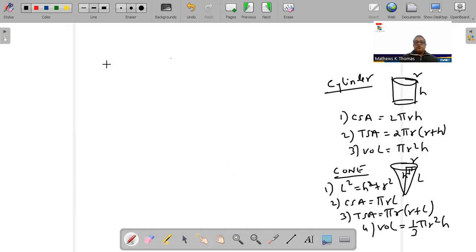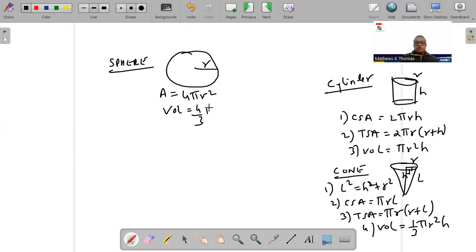Then we come to the next figure, the sphere. A sphere is a 3-dimensional figure. Although I'm drawing it like a circle, it's like a football or the earth. It doesn't have CSA and TSA, as it's not open at all; it's closed. So we have surface area 4 pi R square and volume 4/3 pi R cube. Only 2 formulas for a sphere, area and volume.